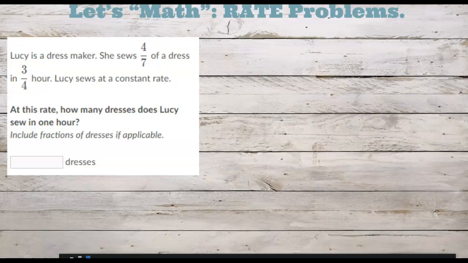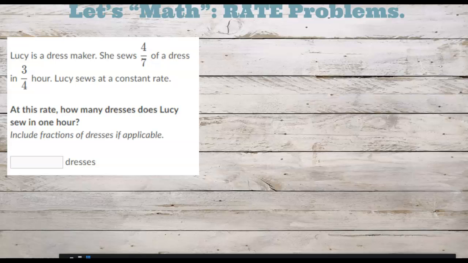What do we want one of? Somebody shout it out. What do we want one of here? At this rate, how many dresses does Lucy sew in? It doesn't say one dress. What's the problem say, guys? One of what? 1 hour. What we want one of is hour.